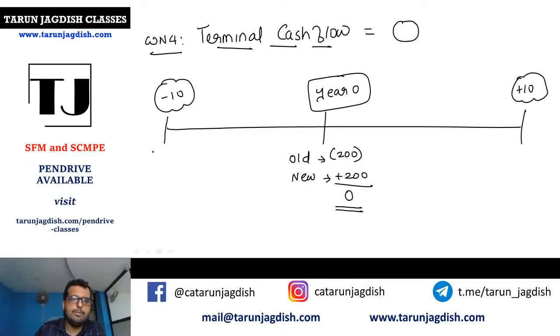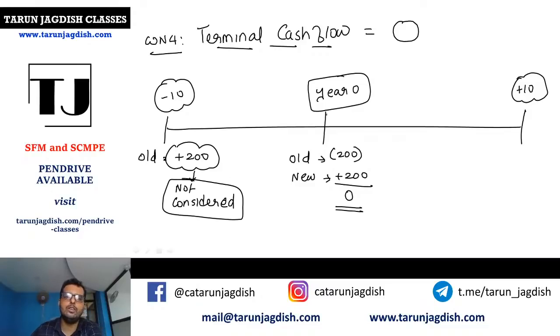Ideally speaking, 10 years back, on the old bond, I would have got plus 200. This is ideally not considered by me. Am I right? Because I'm doing old bond versus new bond, this old 200 is considered. This is also considered. Am I right? So year 0, old bond repayment considered, new bond inflow considered. But year minus 10, 200 inflow not considered.